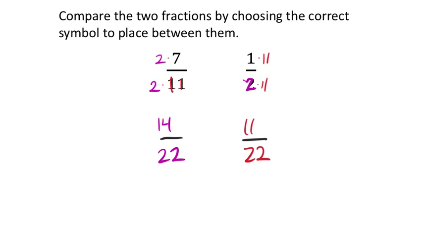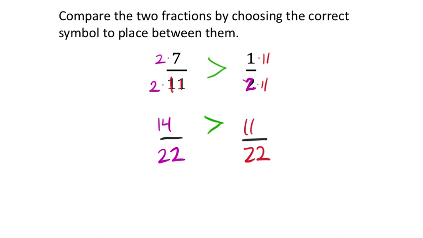Now the pieces are the same size, that's the 22nds in the denominators. But I have 14 and 11, and I know that 14 is bigger than 11, which means that between the two original fractions, 7/11 is bigger than 1/2.